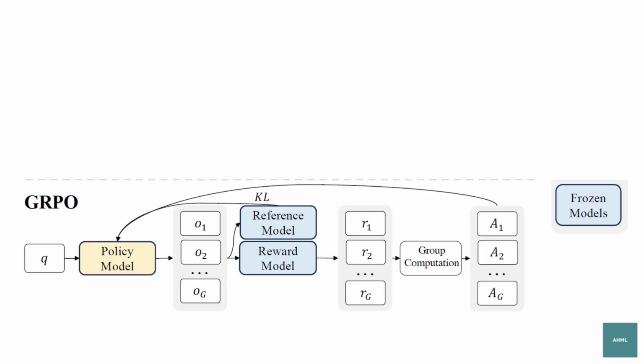Putting them all together, we sample queries Q from a dataset P of Q. The old policy generates multiple outputs O I, and each output gets a relative reward and advantage A I based on how it compares to others in the batch. The new policy updates by increasing the probability of better outputs while using clipping to prevent extreme changes. The KL divergence penalty ensures that the updated policy stays close to the reference policy.